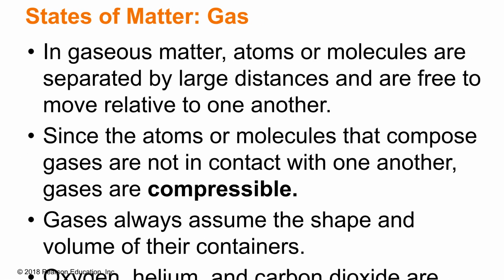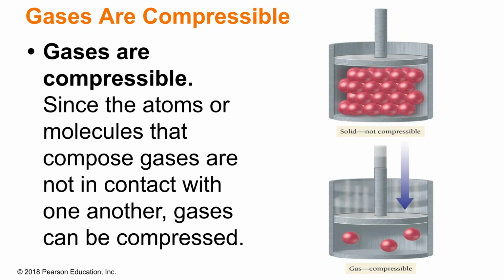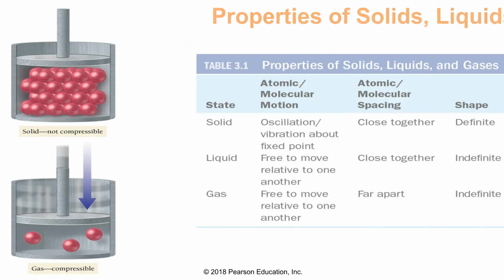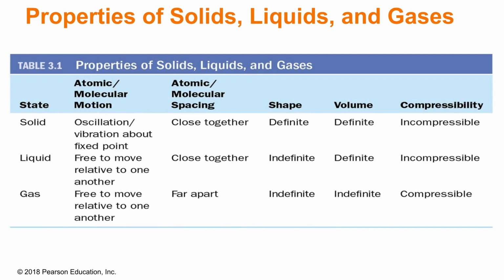In gaseous matter, atoms or molecules are separated by large distances and are free to move relative to one another. Gases are compressible and always assume the shape and volume of their containers. Examples include oxygen and helium. This image illustrates the compressibility of gases compared to solids. Because gas molecules are not in contact, they can be compressed, while solids are not compressible. This table summarizes the properties of solids, liquids, and gases, contrasting their atomic motion, spacing, shape, volume, and compressibility.